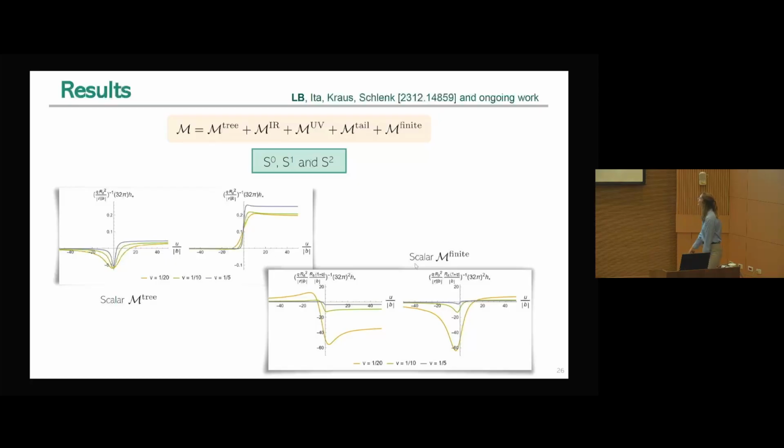Okay, so our results are in momentum space at the moment. All of them up to spin squared are structured in the following way. We get a tree piece, we get an infrared pole, we get a UV pole, we get a tail, and a finite piece. And the plots here are, after Fourier transformation, what the scalar tree and the scalar finite piece look like, so what one could technically observe in the gravitational wave detector.